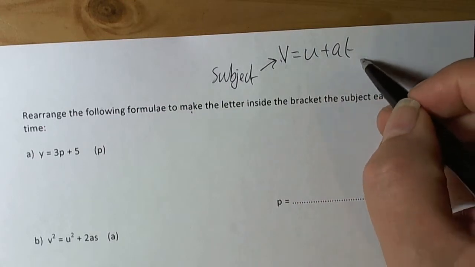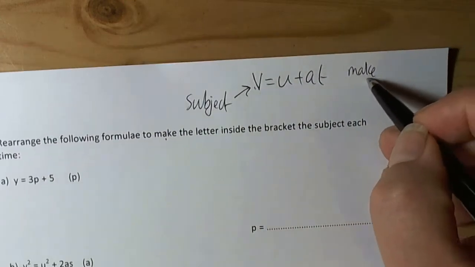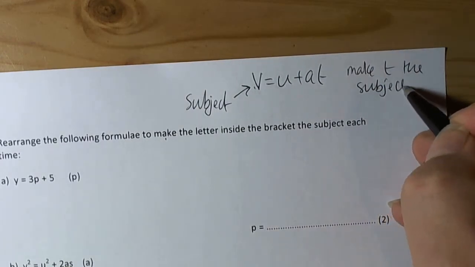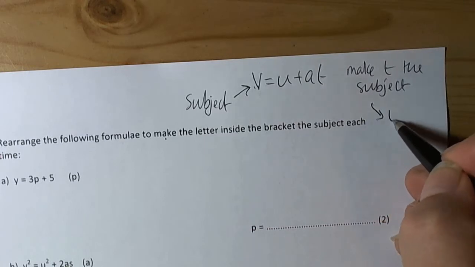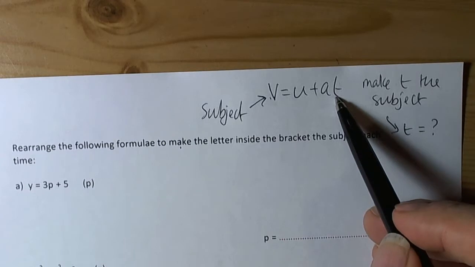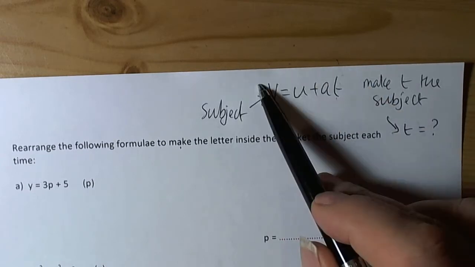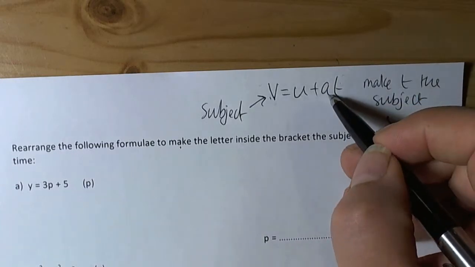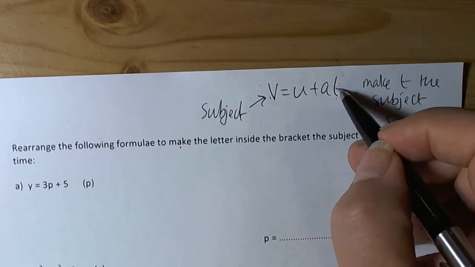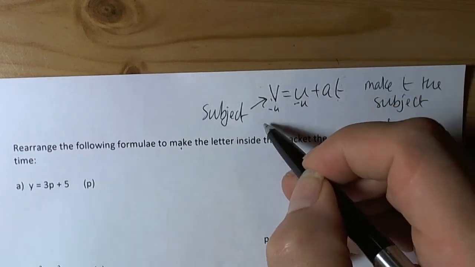I might want to make t the subject. What that's saying is I need to change it to t equals. In other words, I need to leave the t where it is because it's positive, and I need to move the other two letters to the other side. Always do the things that are not attached to the term with the subject letter in it. So we would subtract u from both sides.